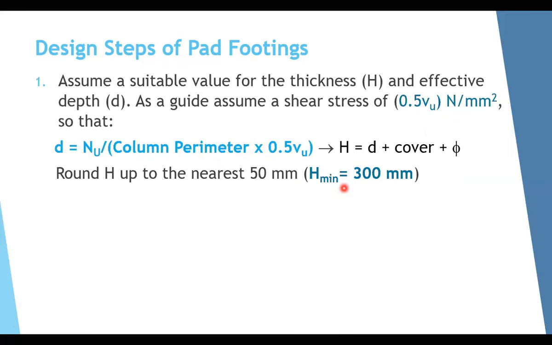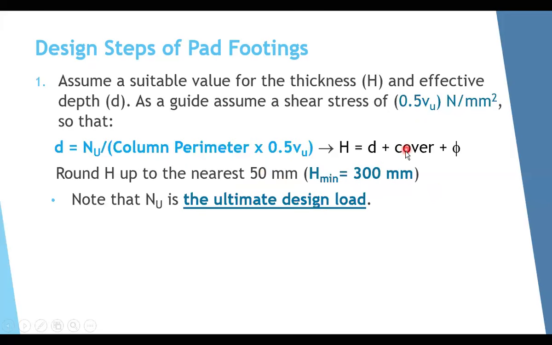Okay, and also what will be the minimum thickness of the footing? The H minimum is 300 millimeters. So don't use a footing of less than 300 millimeters because the thickness will be very small in this case and it will not work fine. So the minimum H of the footing is 300 millimeters. Then you can increase by 50 millimeters: 350, 400, 450, and so on. Once we know this H, we can go to the next step about calculating the area.